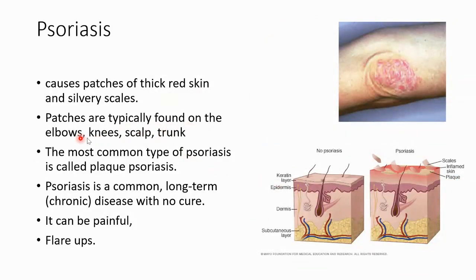Patches are typically found on the elbows, knees, scalp, and trunk. Could be anywhere, but those are common. The most common type of psoriasis is called plaque psoriasis because look at this big, high, raised, silvery red plaque. It's common. It's long term. It's a chronic disease. There really is no cure, but there are quite a few medications available to treat it. It can be very painful, especially in the flare-ups.